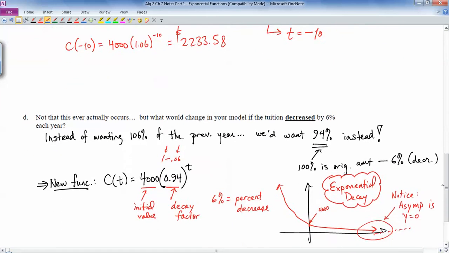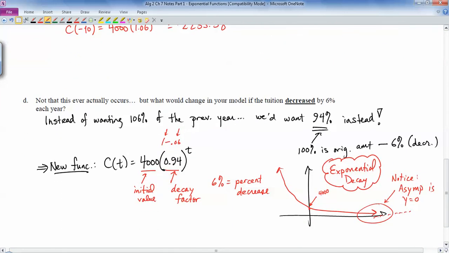If you come down here and you plug in infinity for t, or plug in like 1 billion, well, you keep multiplying by stuff that's between 0 and 1. So it keeps getting smaller and smaller and smaller, so eventually it turns into 0. So as t goes to infinity here, the cost goes to 0 instead.